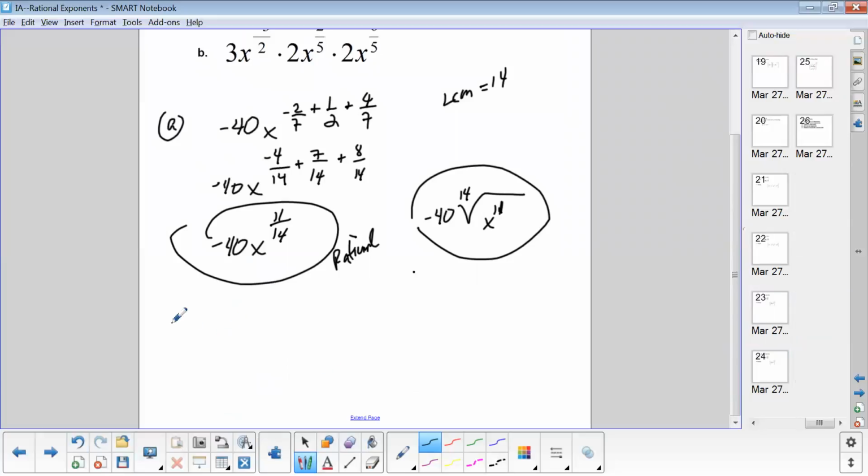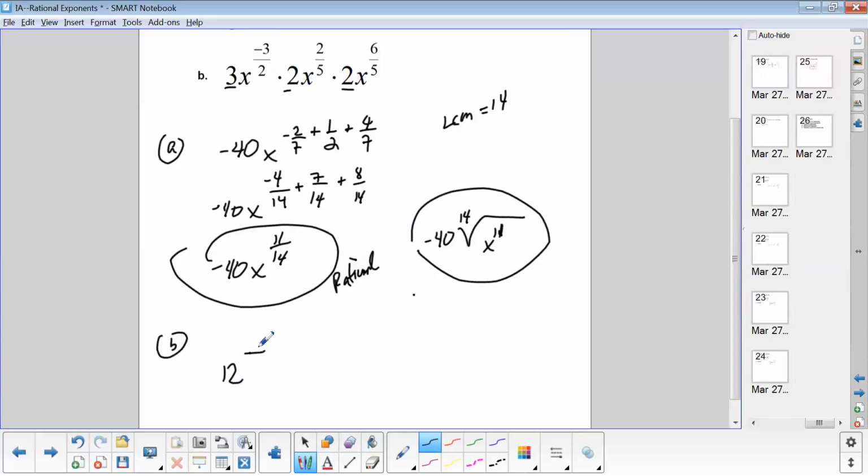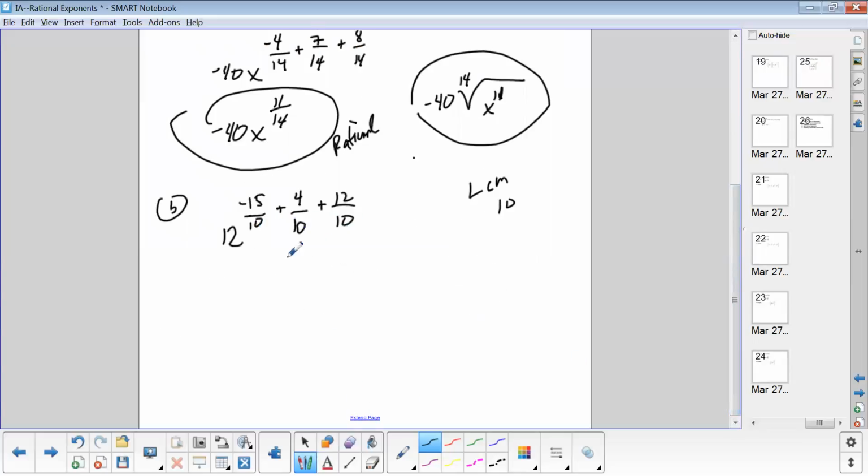Part B, we get to multiply 3, 2, and 2, so that's going to give me 12. And I'm going to have halves, fifths, and fifths, so looking at the denominators, that's going to be tenths. So negative 3/2 would be the same as negative 15/10, plus 2/5 would be the same as 4/10, plus 6/5 would be the same as 12/10. Since the denominators are the same.